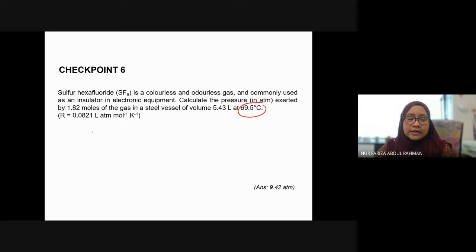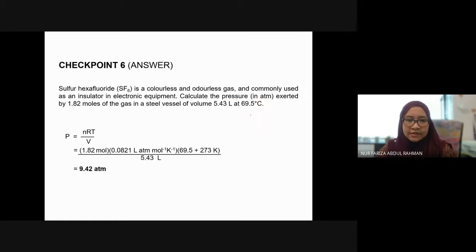So again, this is similar to the previous question. You are going to be using PV = nRT, and the question is still asking for pressure in atm. You have everything ready. You just convert the degree Celsius into Kelvin and insert into the formula. Mole cancels out with mole^-1, liter cancels out with liter, Kelvin^-1 cancels, and we have atm.